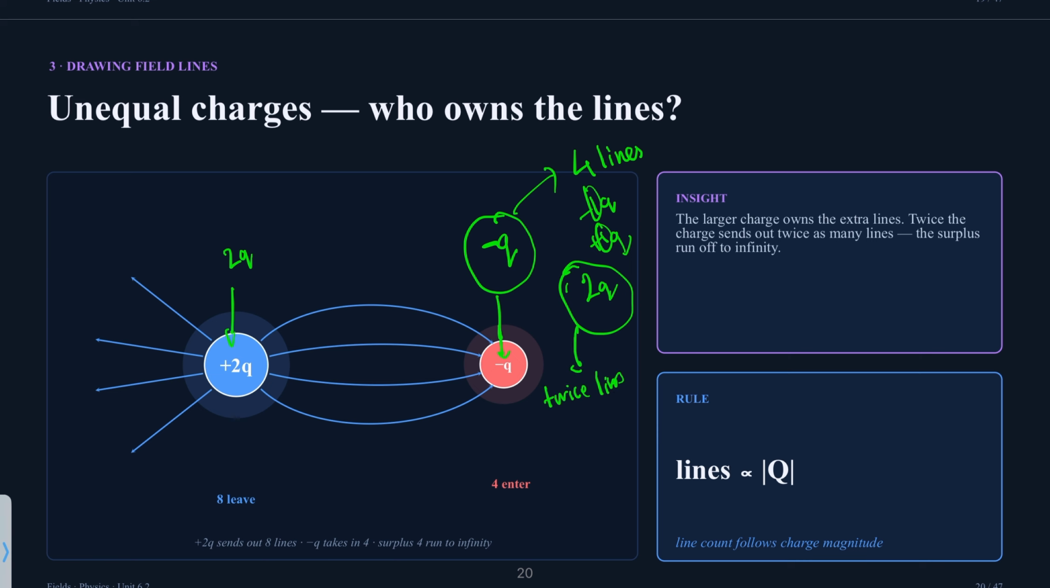So this 2Q charge over here is going to emit twice as many lines, which you can see like this, right? So these 4 lines are shared by the 2Q and the Q, but this 2Q has 4 of its own lines because it has 8 lines, right? Because that's just how it is. If this electron here has 4 lines, the 2Q is going to have 8 lines because it's 2 times these lines, right? Magnitude directly corresponds with number of lines.